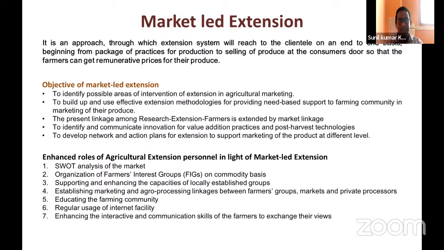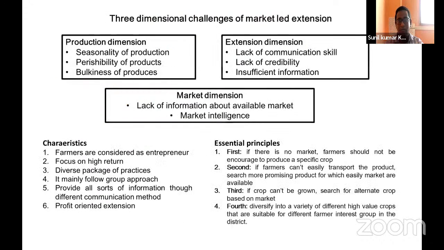It can be used as a farming education tool for the farmers. It can be popularized through internet facilities, and it can provide a platform for interaction and communication skills for the farmers to exchange their values and their ideas on present market scenarios.